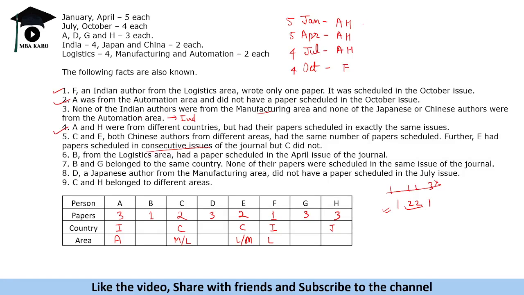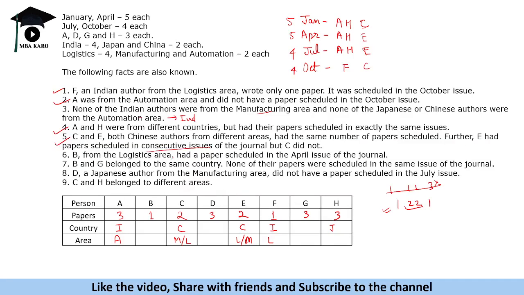So, we can have something like this if E is consecutive. If we put E like this, C will also be consecutive. If we put EE like this, we can have C separated like this. But if we again put EE like this, C will again be consecutive. So we have only this possibility: C will have papers published in January and October, and E will have both here. So this information is also complete.